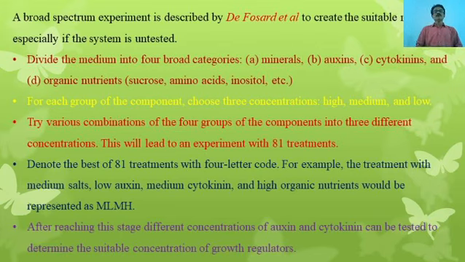Now denote the best of the 81 treatments with a 4-letter code. For example, the treatment with medium salt, low auxin, medium cytokinin and high organic nutrient would be medium, low, medium, high. That means MLMH. Likewise, or as per your suitability. After reaching this stage, different concentrations of auxins and cytokinins can be tested to determine the suitable concentration of growth regulators. So likewise, you can prepare your own medium which is suitable for your plant that is under experimentation.